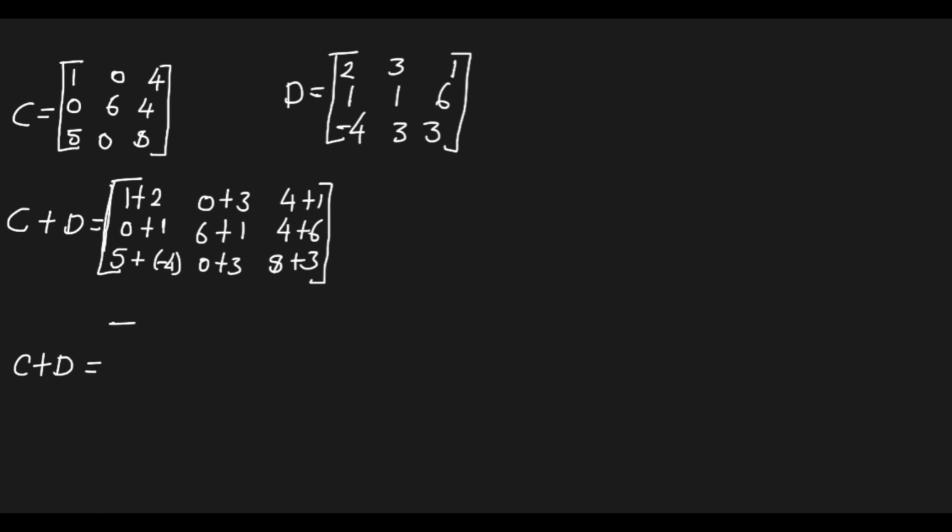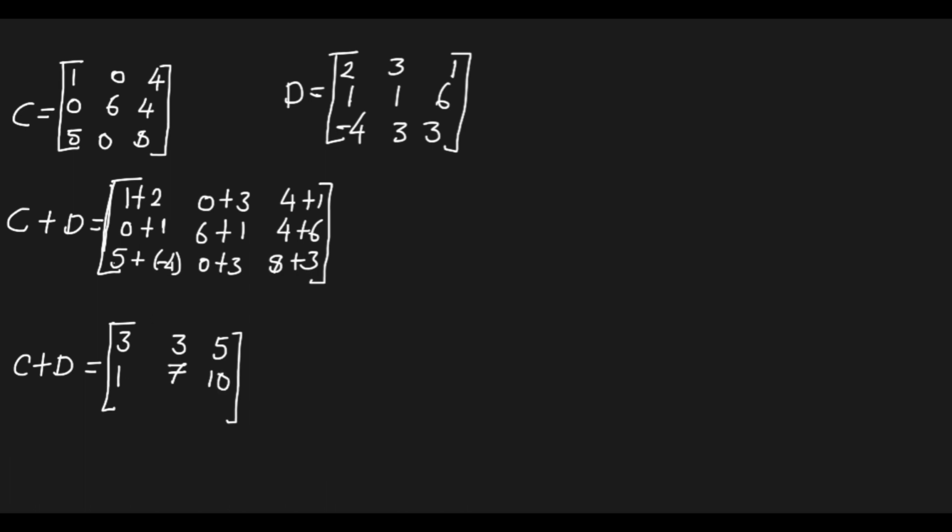Now let's find our final answer here. So 1 plus 2 is 3. 0 plus 3, that's 3. 4 plus 1, that is 5. 0 plus 1, that is 1. 6 plus 1 is 7. 4 plus 6, we have 10.